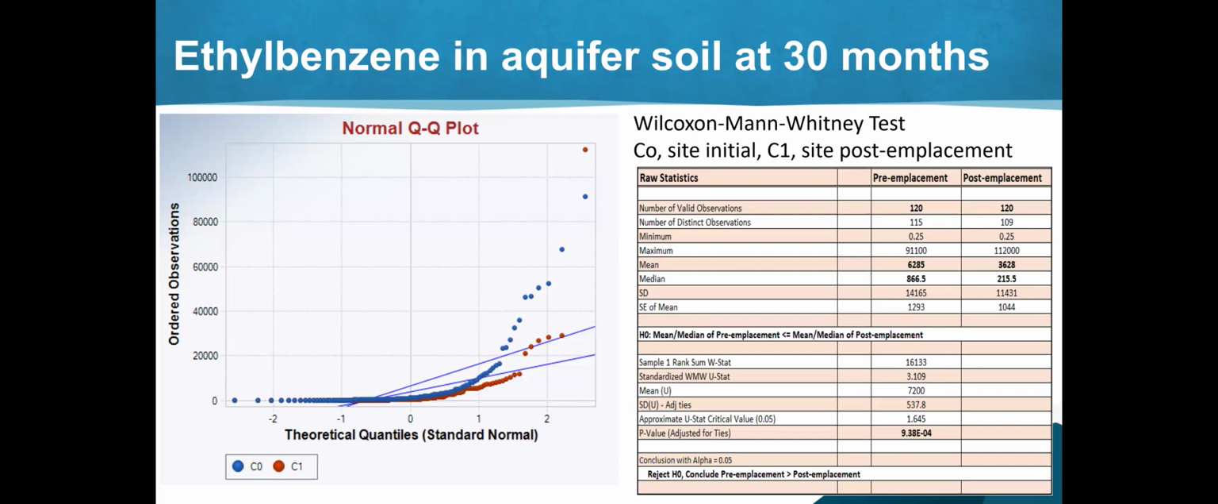So our initial concentrations on the left side are the blue dots. And you can see, we took a lot of soil samples, so many of the dots are basically 0 for both data sets. But once you get up into the higher concentrations, you can see how the two graphs vary from one another. The red dots are post-injection.